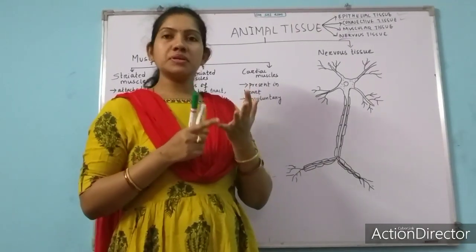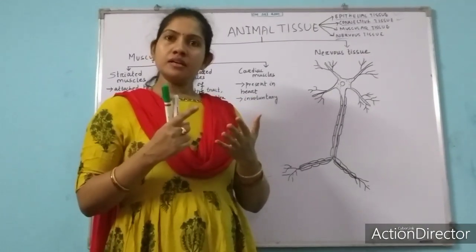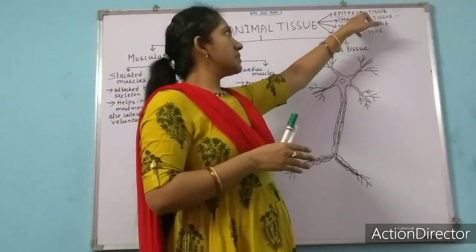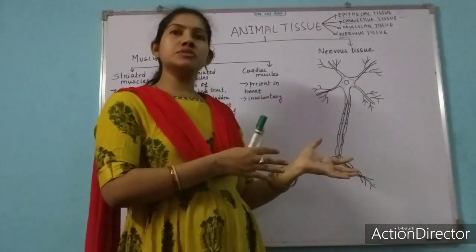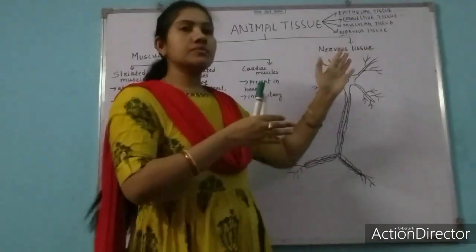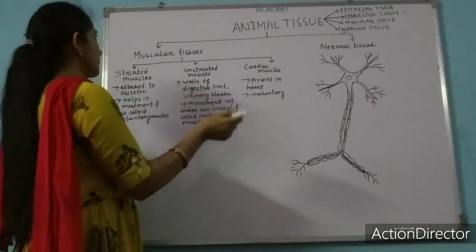What are they? Epithelial tissue, connective tissue, muscular tissue and nervous tissue. Already we had a discussion on epithelial tissue and connective tissue. Now let's discuss muscular tissue and what? Nervous tissue. So first we will discuss muscular tissue.